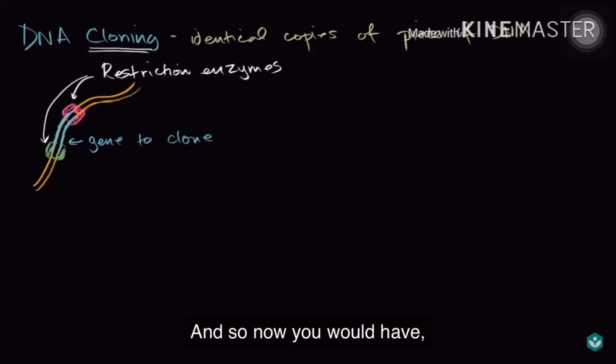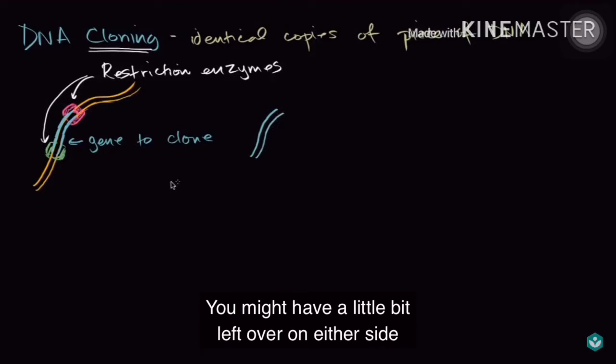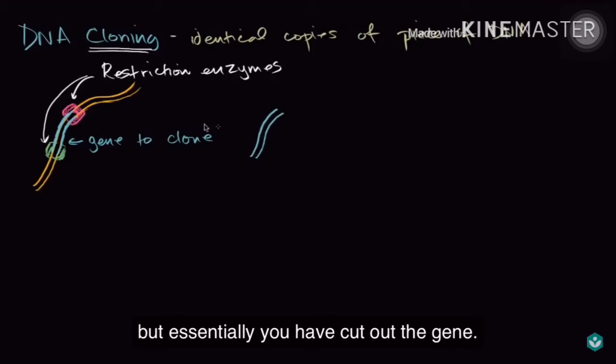And so after you apply the restriction enzymes, you will have just that gene. You might have a little bit left over on either side, but essentially you have cut out the gene.